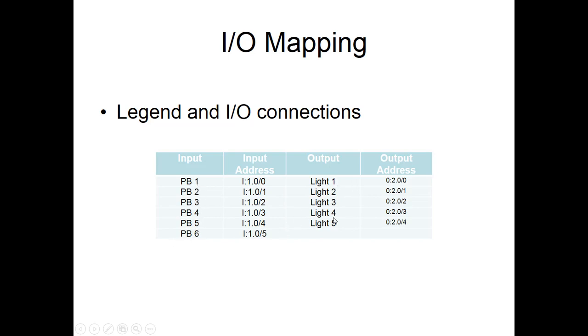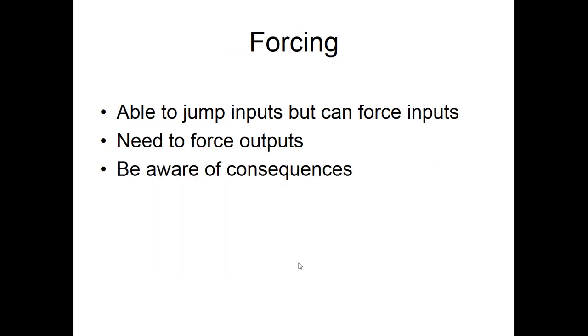Same with the lights here. Once again, bit 0, we called it light 1, whereas bit 4, we called light 5. So some people got confused by that. That's why you map it. Mapping is when you write down exactly what the output's name is and what the address is so that you can address it correctly.